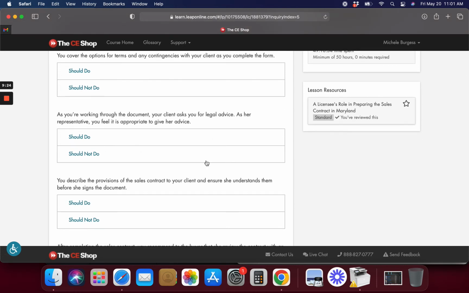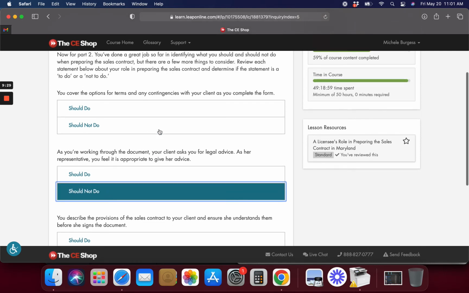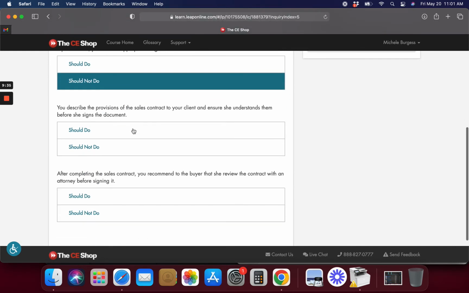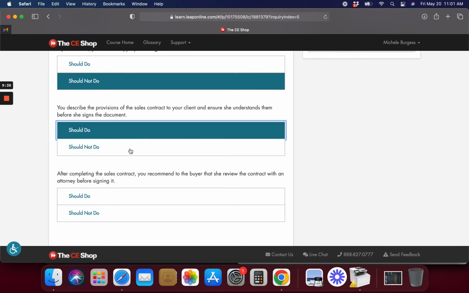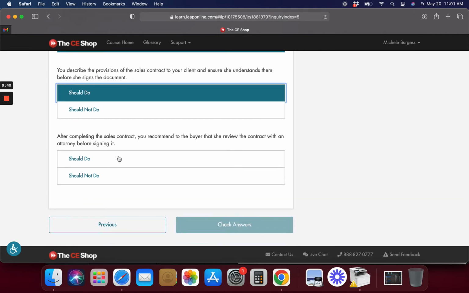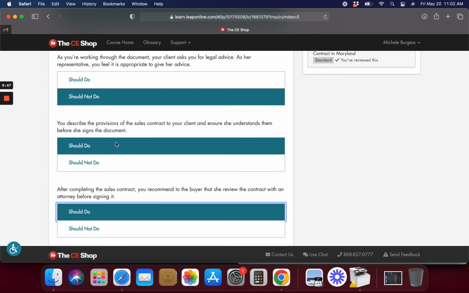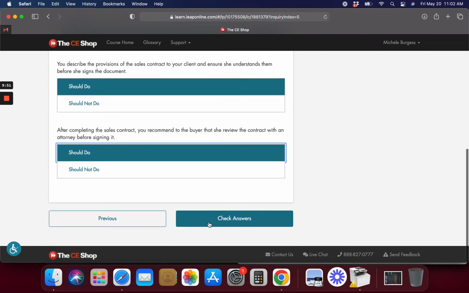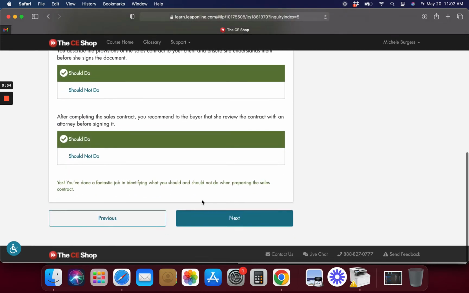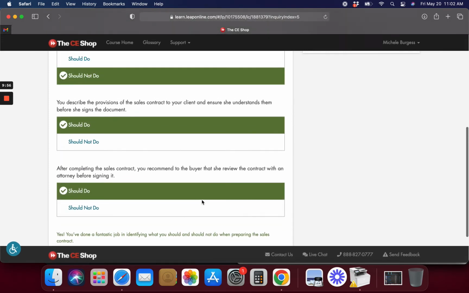As your representative, you feel it's appropriate to give her your advice. No, you don't give advice on legal stuff. You can do that, I guess. Okay, this is a good idea. Get the attorney to review it before they sign it. They can do that for sure. You describe the provisions of the sales contract. Okay.